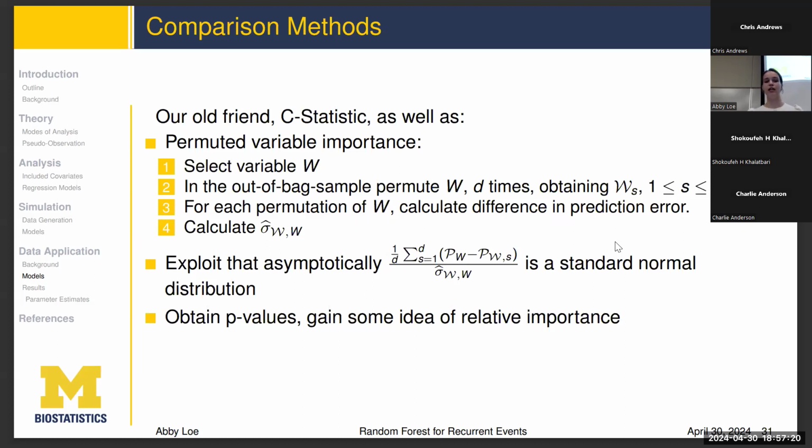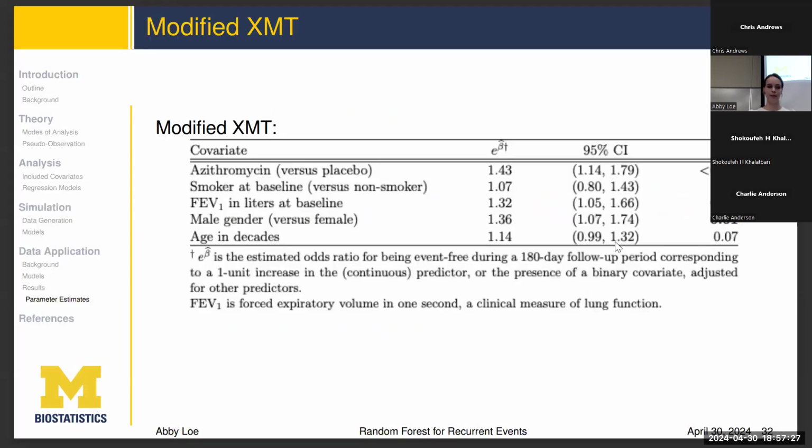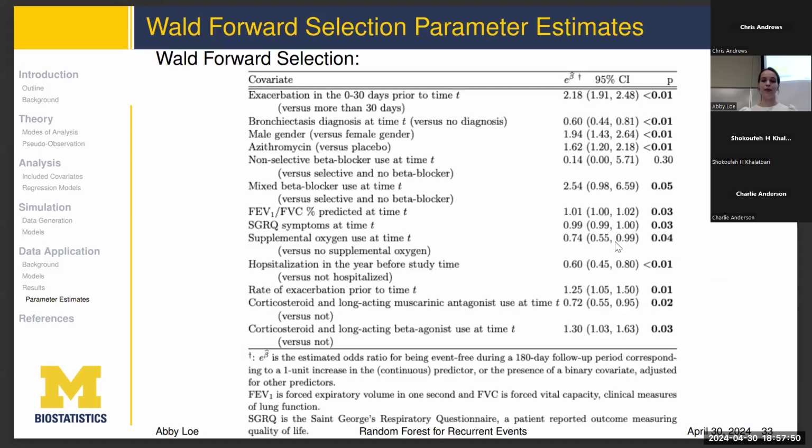We can get some p-values and get some idea of which covariates are really important in our random forest. So this is the results, ooh, that did not render well, from our modified XMT. These were the covariates that Xie et al. in 2020 had identified as important in thinking about COPD. And then our modified XMT forward selection loop came up with a bunch of different variables that were important.